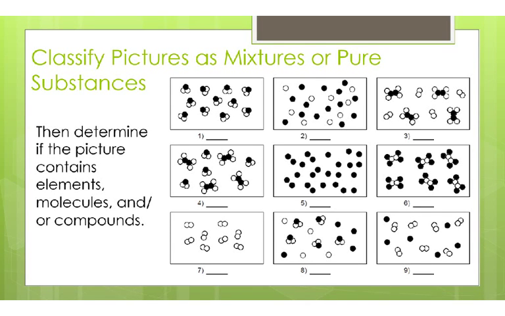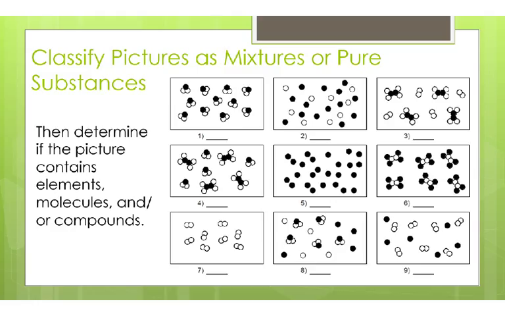In this video, we're going to take a look at matter in a pictorial view and be able to classify matter as a mixture or a pure substance. Additionally, we're asked to determine if the picture contains elements, molecules, and/or compounds. In order to be able to do this, we need to understand what we mean by these terms. And so let's take a look at some examples.